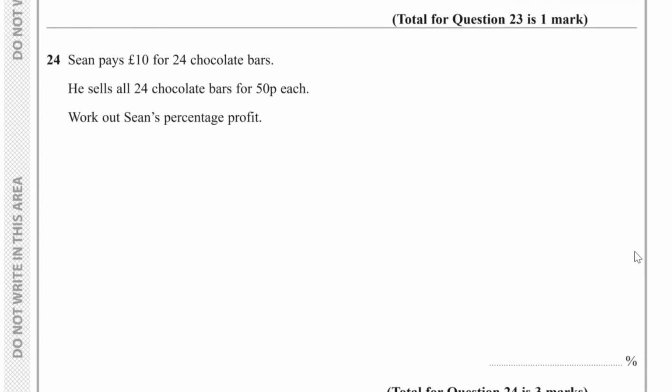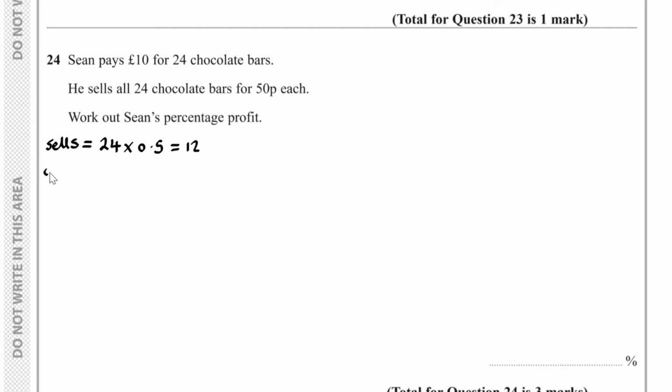Question 24. Sean pays £10 for 24 chocolate bars. He sells all 24 chocolate bars for 50p each, and we have to work out Sean's percentage profit. So to do this question, let's see how much he sells all the chocolate for. So he sells all the chocolate for 24 times 50p, in other words 0.5 pounds, that's 12 pounds.